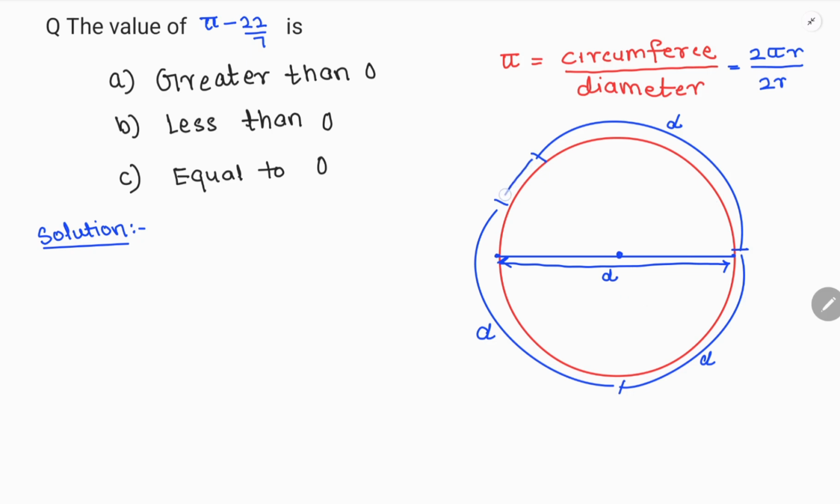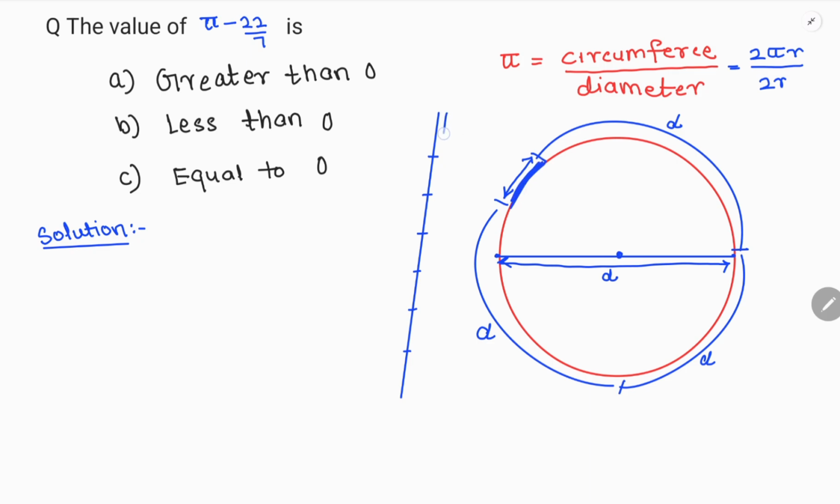And then we are left with some portion, and we don't know how much this portion is. So what did we do? We took the diameter and divided it into 7 equal parts: 1, 2, 3, 4, 5, 6, 7, right? Then I tried to put this part over here.